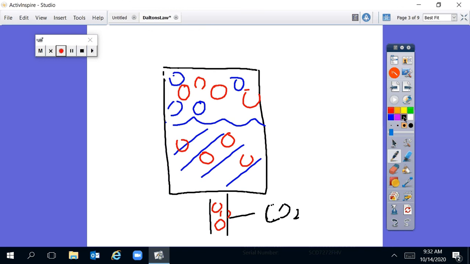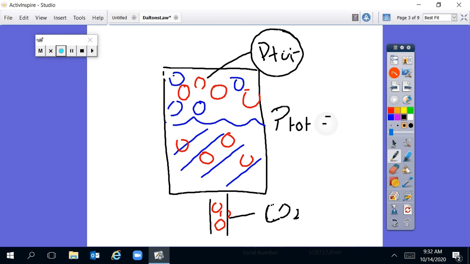So when you take the pressure, if you have a gauge on top, that's going to be the total pressure. And that total pressure will equal the partial pressure of the water vapor plus the partial pressure of the dry gas, and in this case, of course, it's carbon dioxide. So that is our second equation.